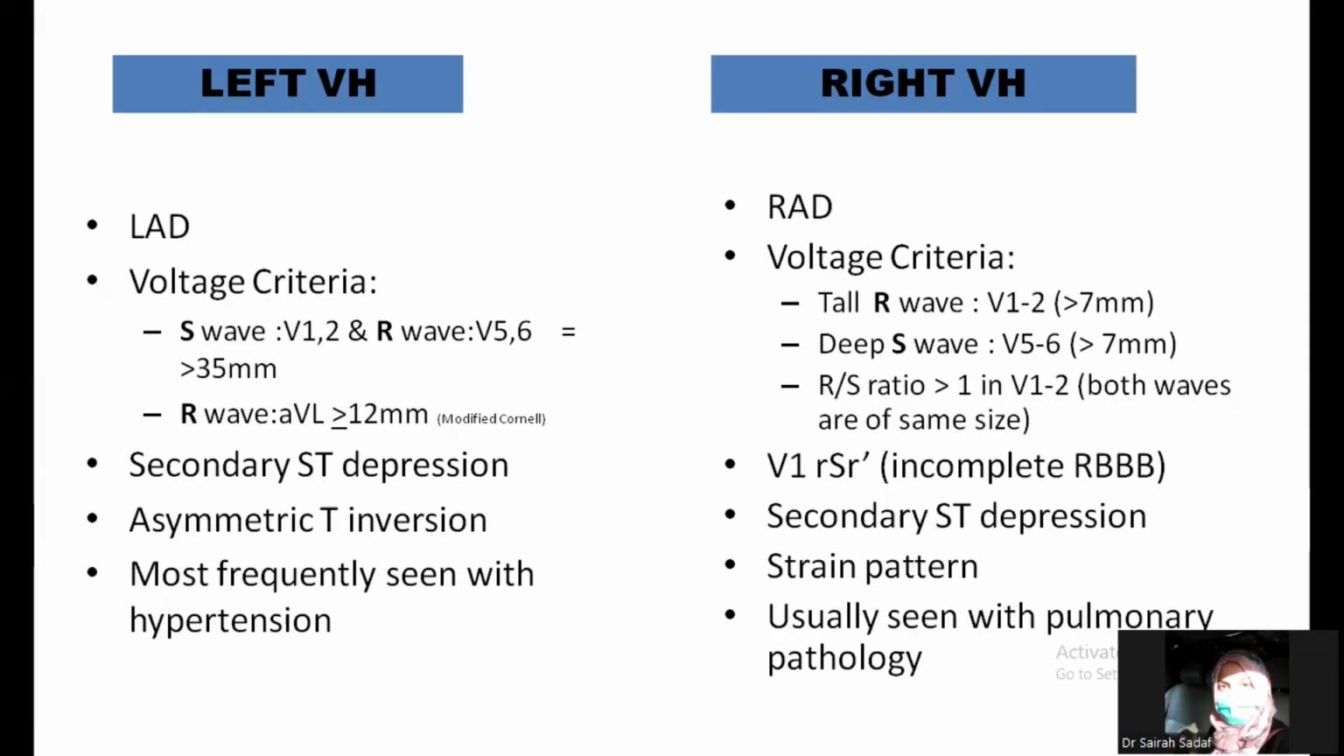Right axis deviation, when there is right ventricular hypertrophy, may be associated with, or secondary to, pulmonary pathology. Okay.